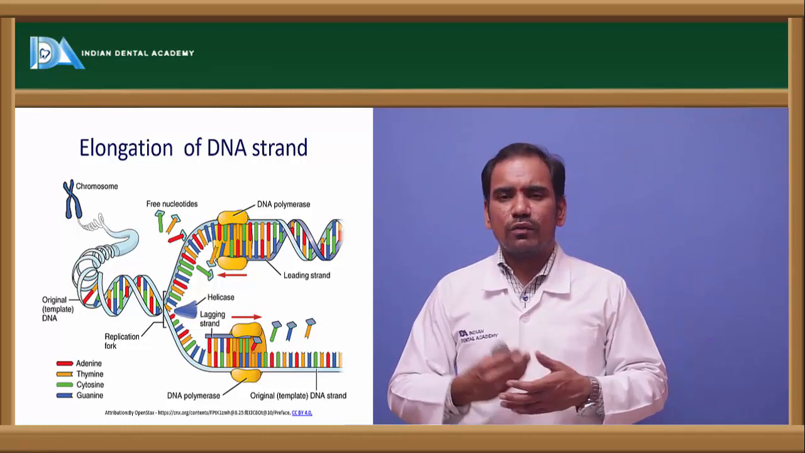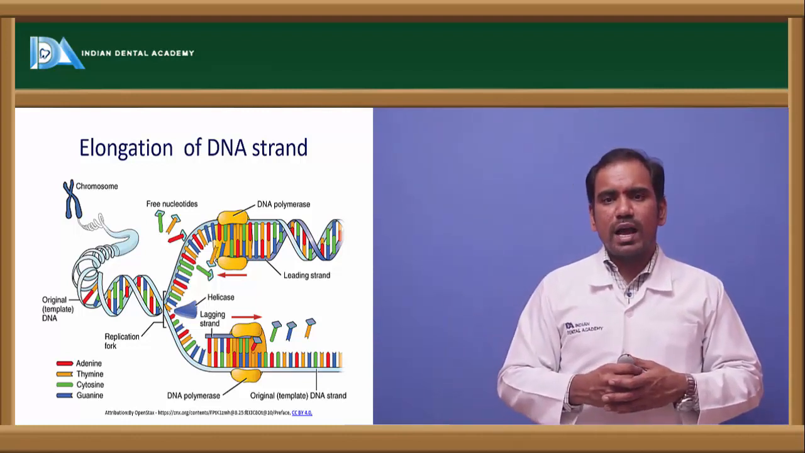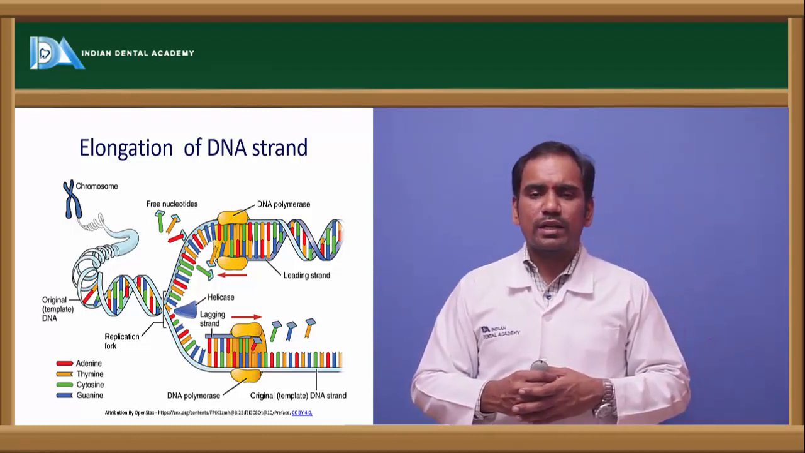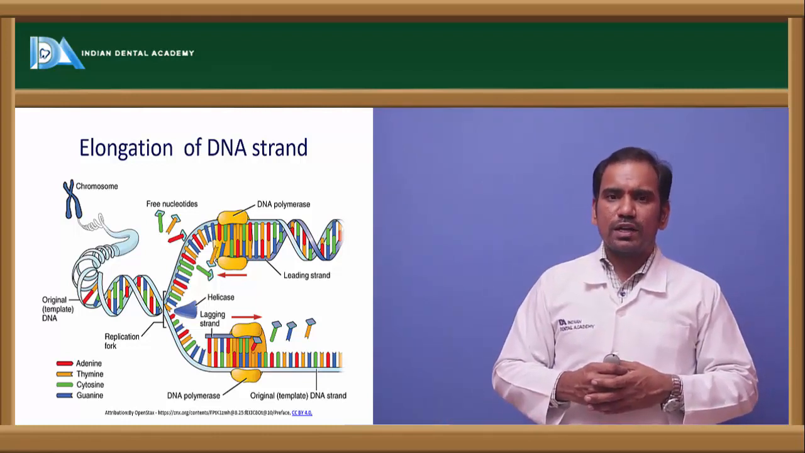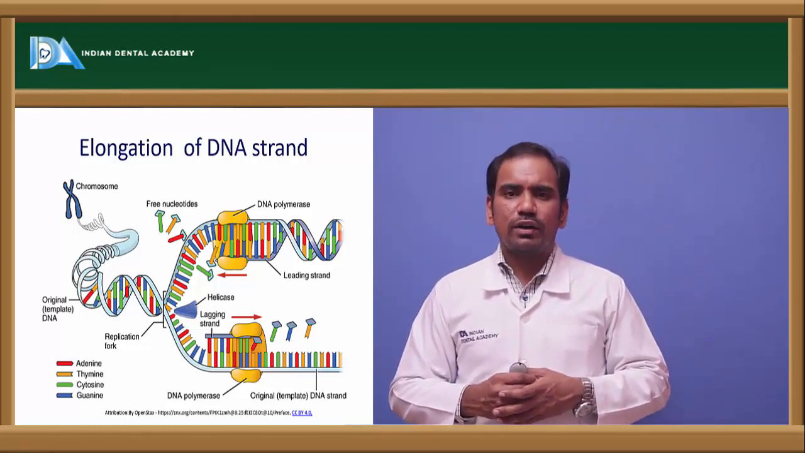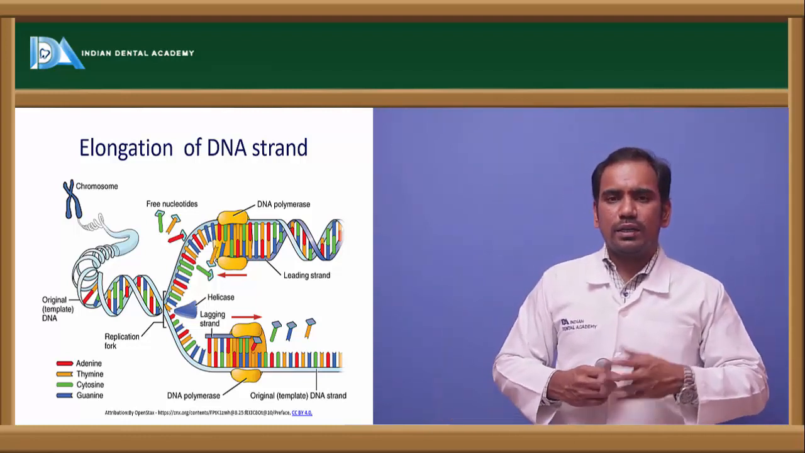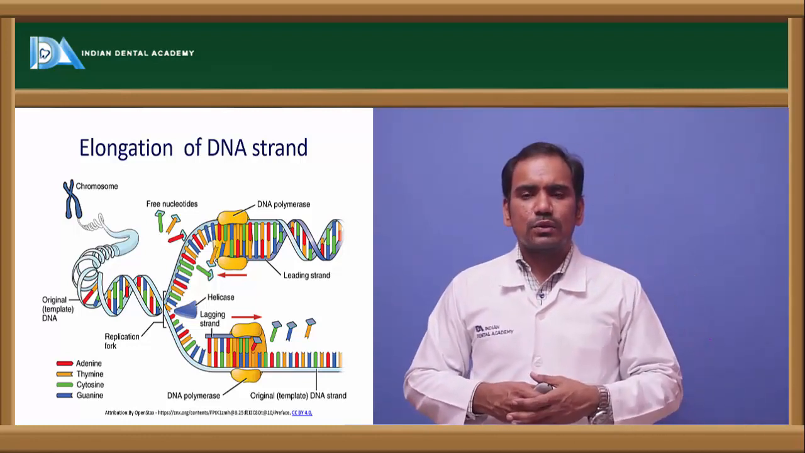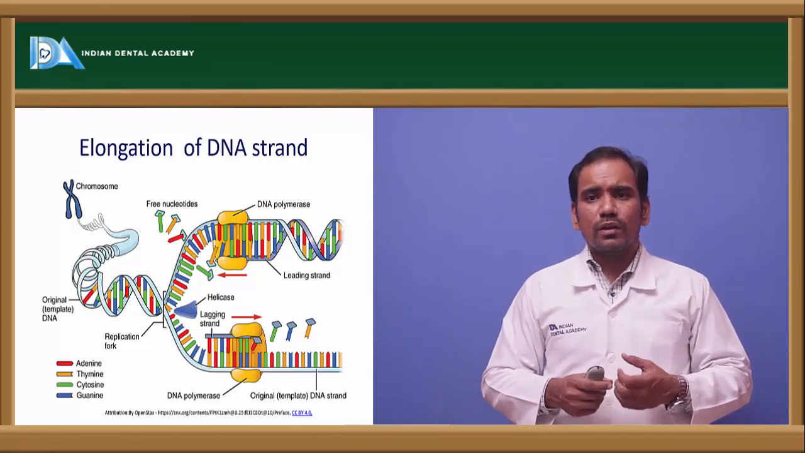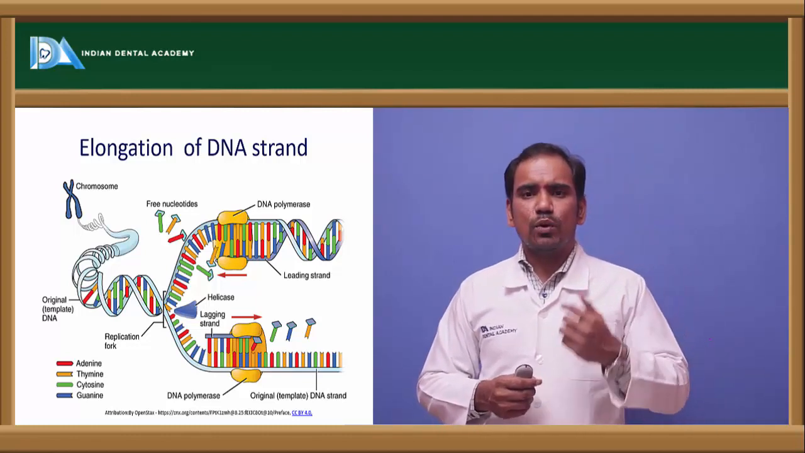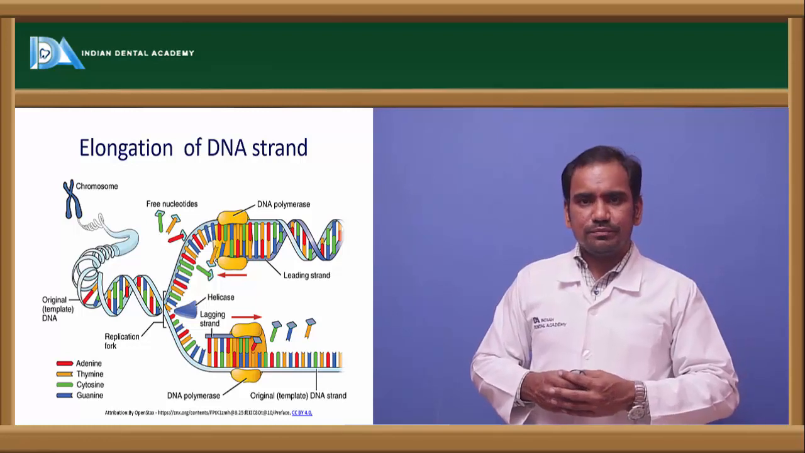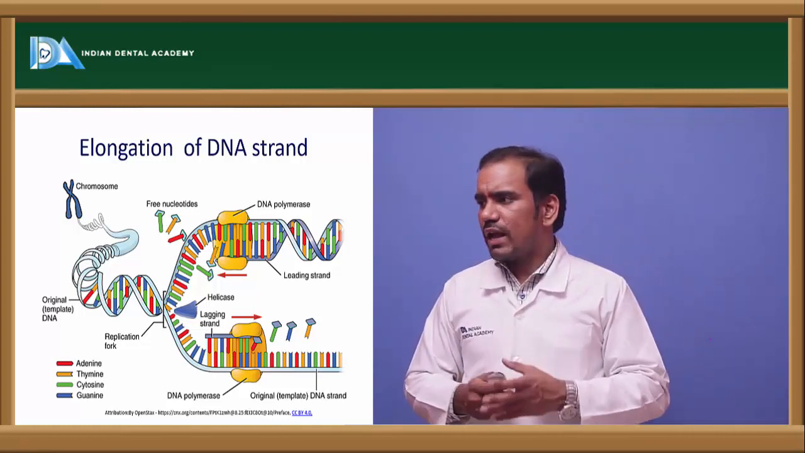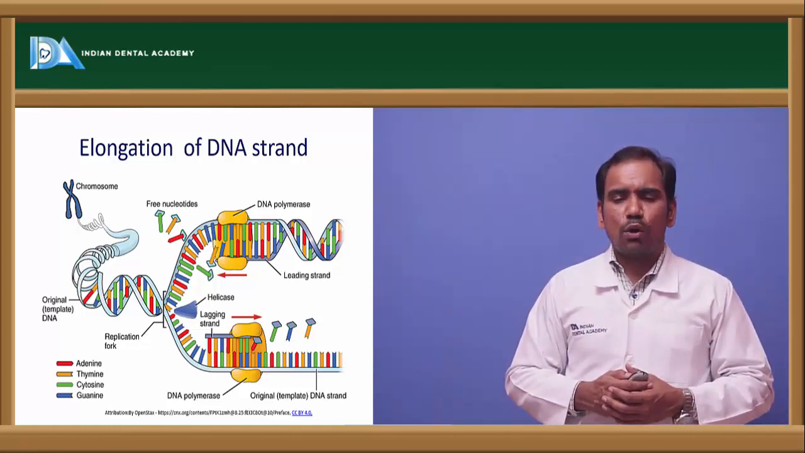For this we require many RNA primers, the action of DNA polymerase 3. After that DNA polymerase 1 is required, and also we require the help of DNA ligase. So this is how the synthesis of DNA occurs in both leading strand and lagging strand. And this is what happens in case of elongation.